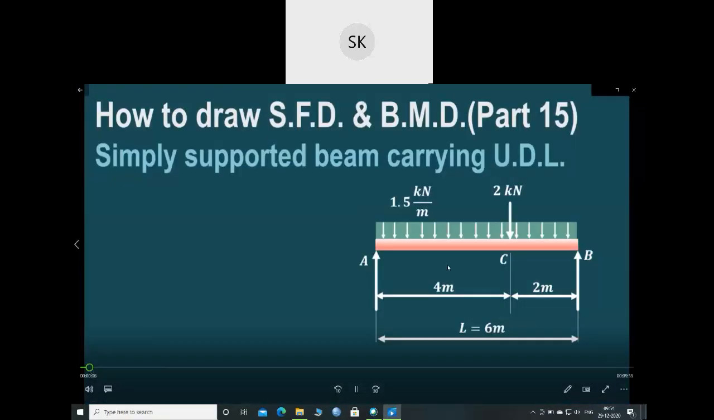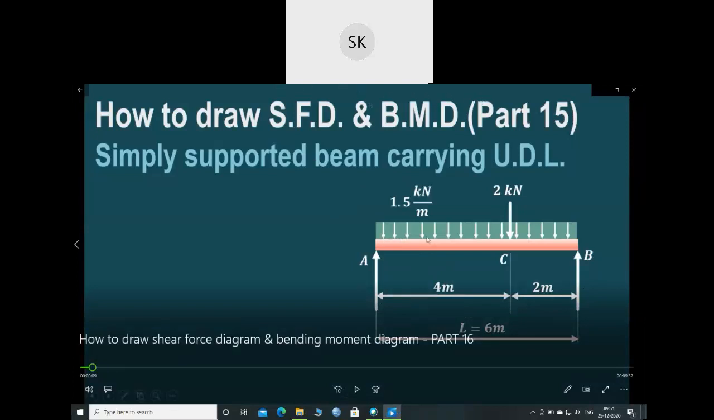In this problem, we'll discuss a simply supported beam, but with two different loads. One will be UDL and another will be point load. This point load is acting at a distance of 4 meter from A and at a distance of 2 meter from B, and this UDL of 1.5 kilonewton per meter is acting over the whole span. The 2 kilonewton load is acting at point C, which is at a distance of 4 meter and 2 meter, and the whole span of the beam is 6 meter. So let's see how to solve this type of problem when you have two loads with a simply supported beam.